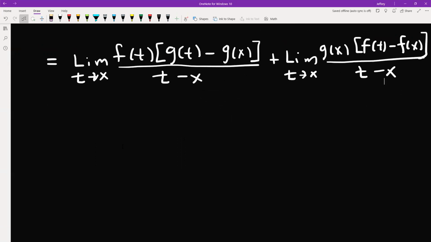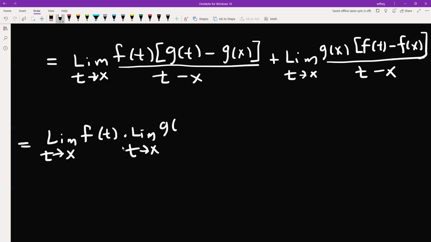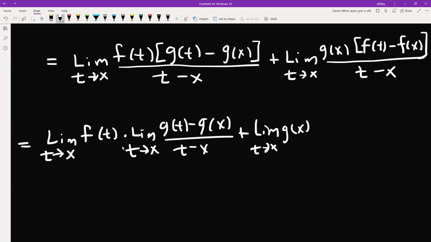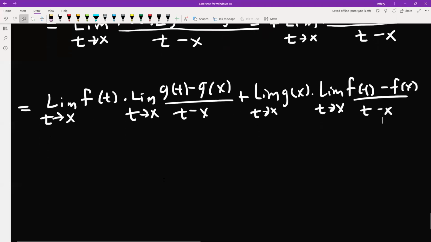So now I'm going to use the rule for the products of limits, and split it up again, so that I've got this and this, right, over t minus x, plus the limit as t goes to x of g of x times the limit as t goes to x of f of t minus f of x over t minus x. Okay, so now everything that I wanted to get was there.